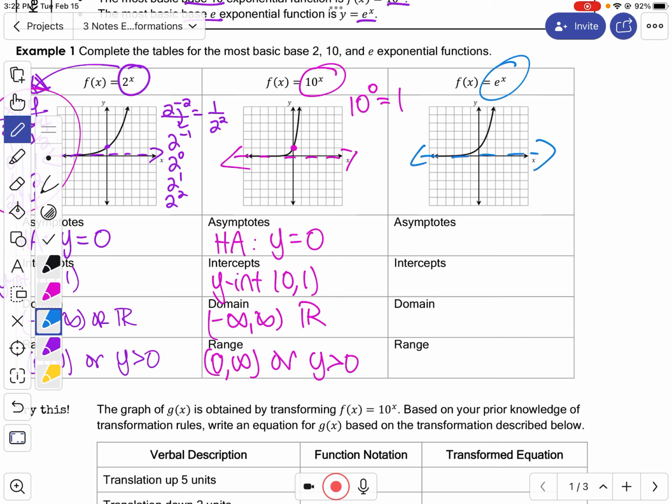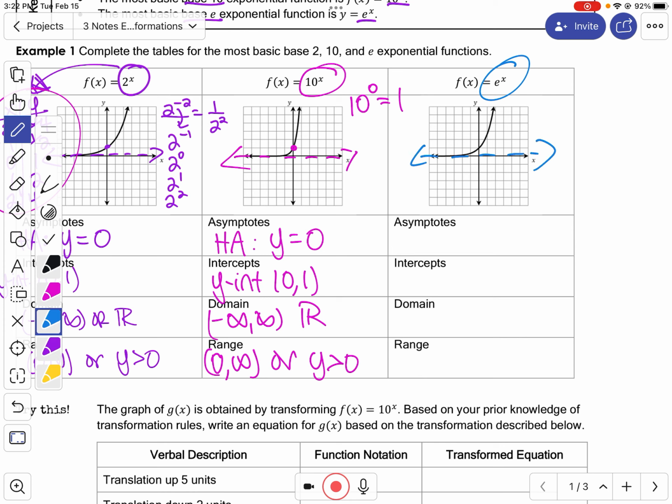So again, it doesn't matter if you use interval notation or inequality, whichever one you prefer. Okay, we're going to go ahead and flip over. So now we're going to get into some graphs. So the transformations are very similar to all the other functions that we've talked about.